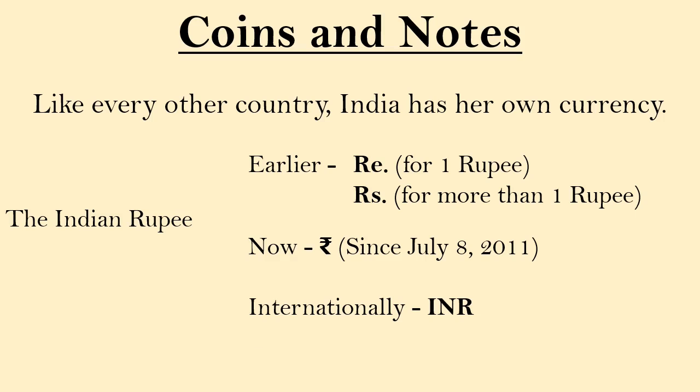Now, just to let you know, 1 rupee is equal to 100 paise. We don't use any forms of paise nowadays. It's not frequently used. But just for information, 1 rupee consists of 100 paise.